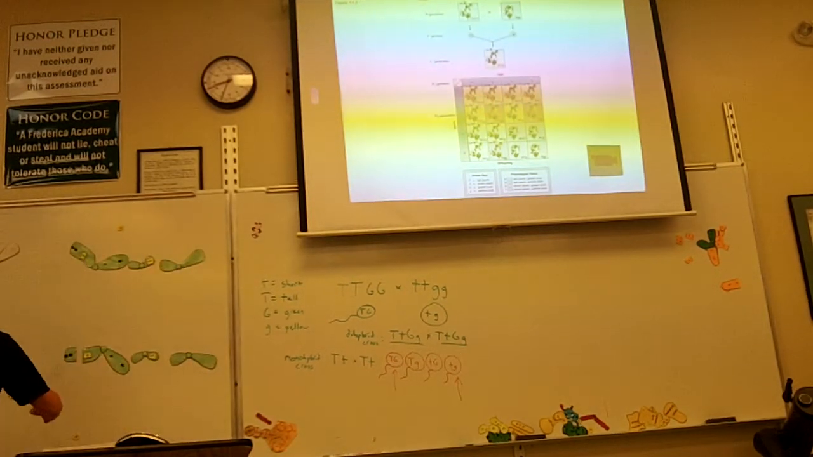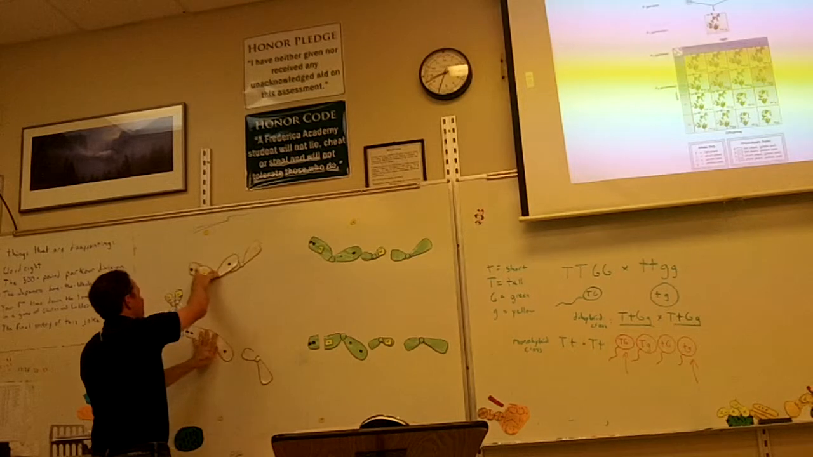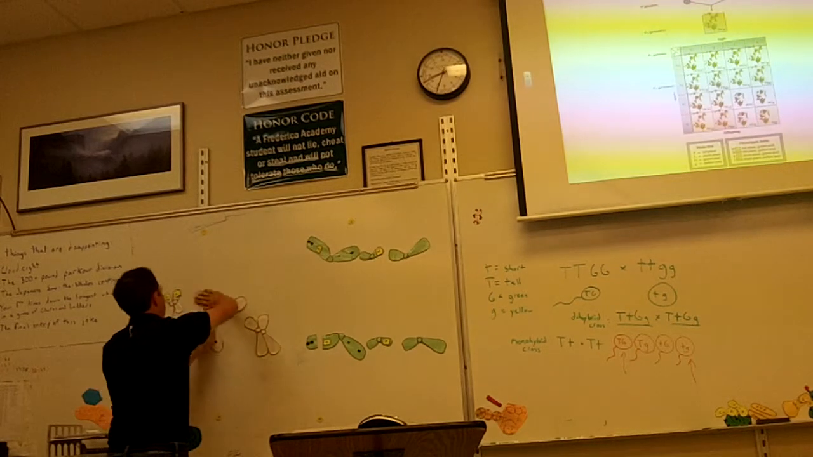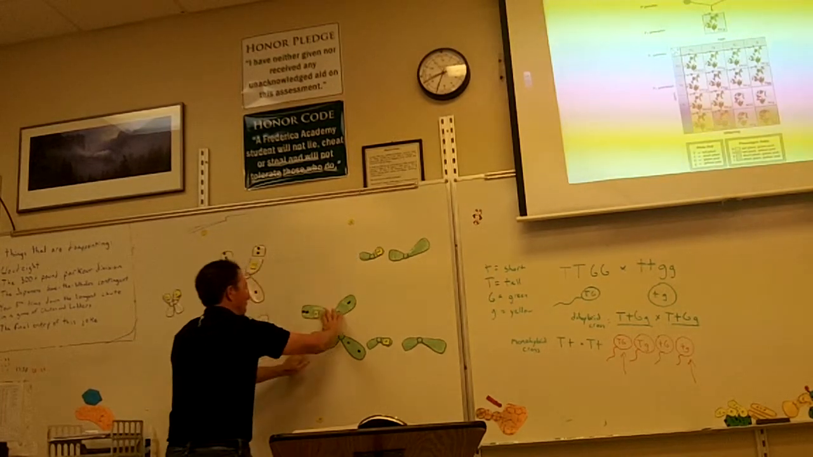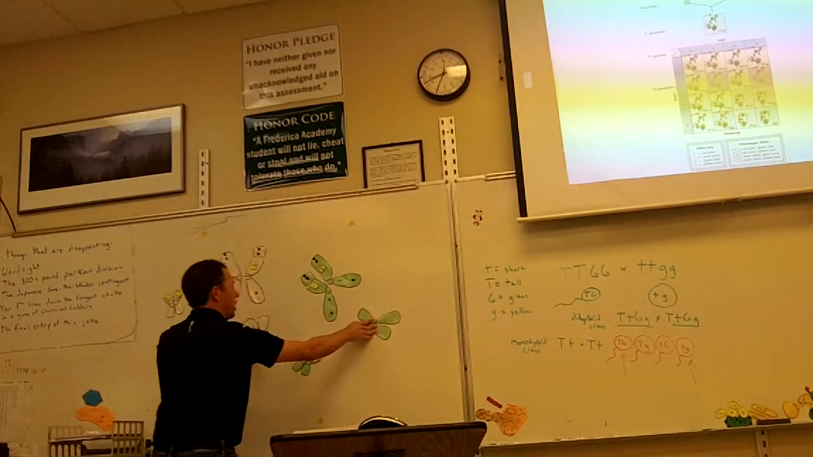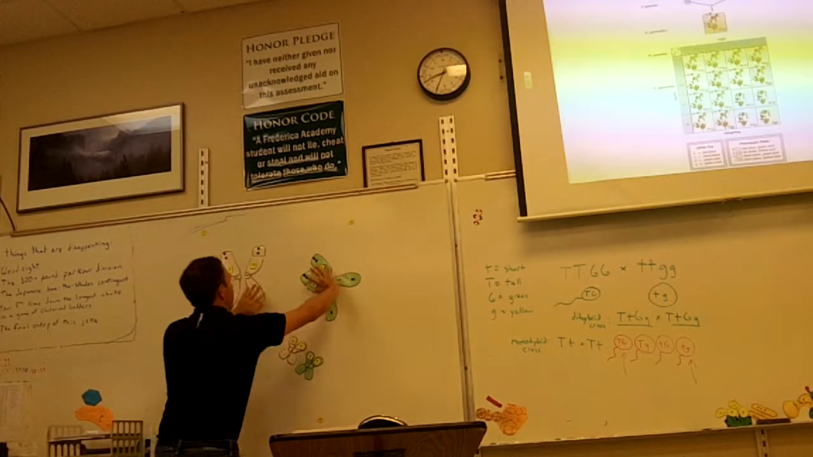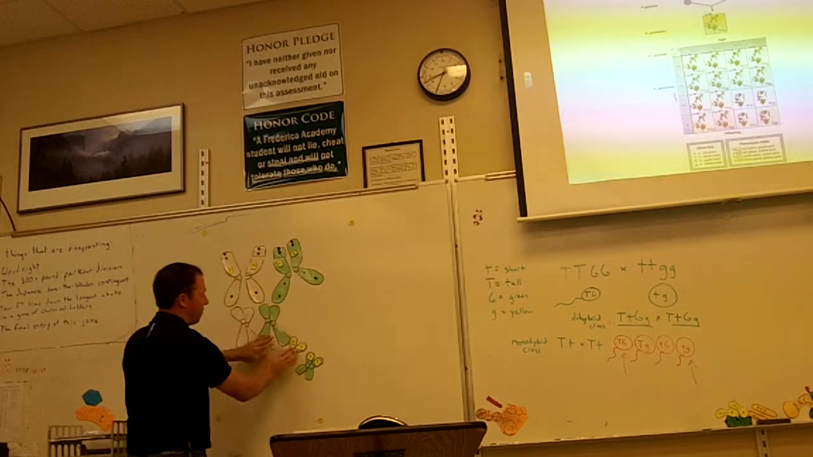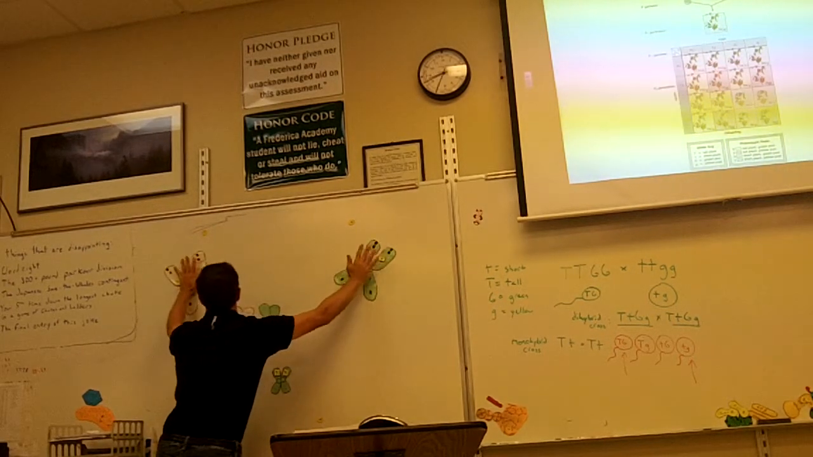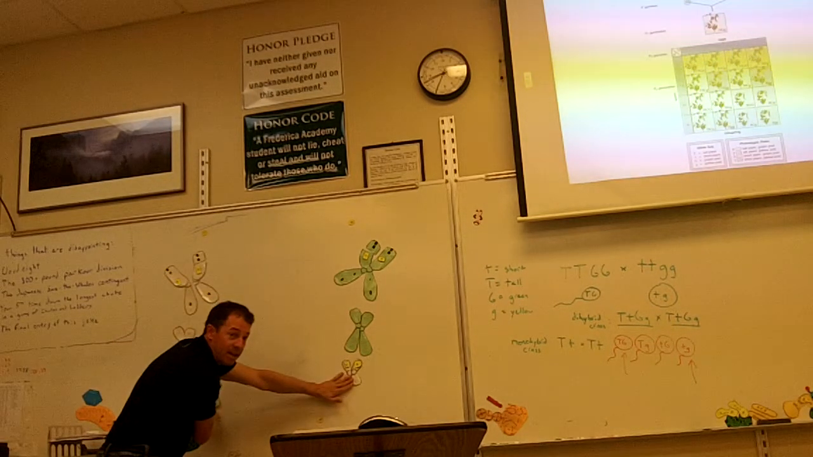Well, let's go back and pretend we're in a different cell in the reproductive organ of this plant. And here's where independent assortment comes in. If you remember the process of independent assortment, these things will pair up during prophase one. They pair up. And then they line up in the middle, if you remember. And then they go to opposite sides. And these don't have to go that way. These can go the other way. Remember that?